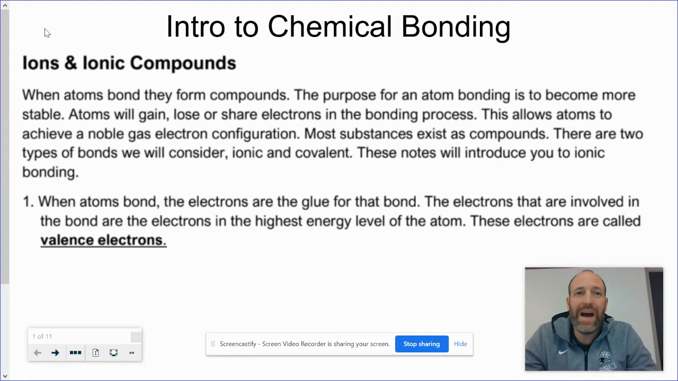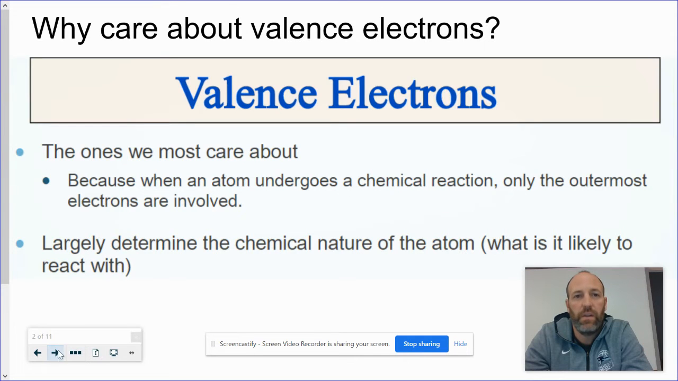Today we're going to talk about ionic bonding, and the whole point of ionic bonding is atoms bond together to form compounds, and when ionic bonding, they either gain or lose. We'll eventually get to sharing electrons, that's covalent, but the important stuff you need to understand are valence electrons. So I'm going to start with that. Valence electrons are the electrons in the outermost energy level. So the other electrons we don't care about. We tend to just care about valence electrons.